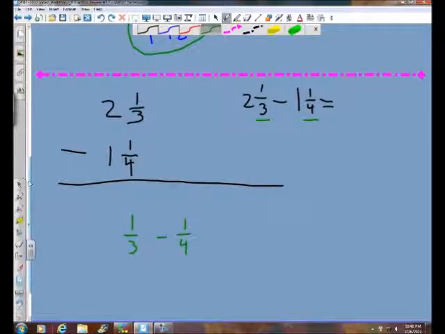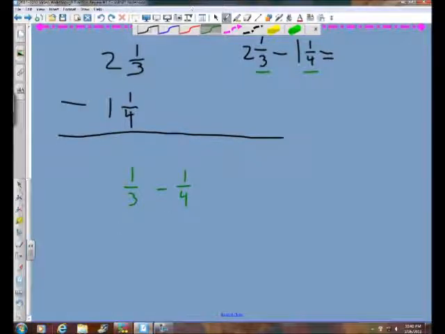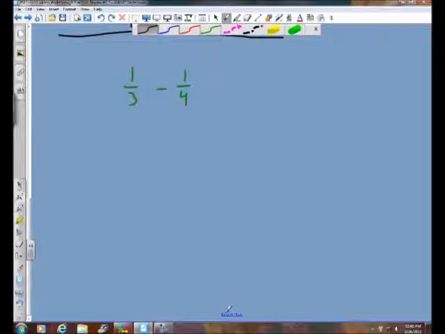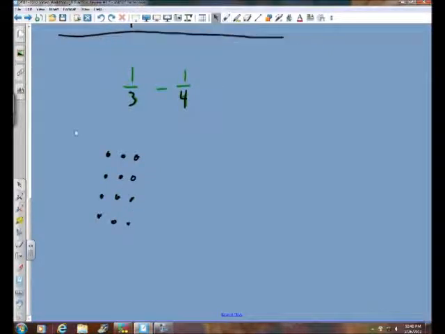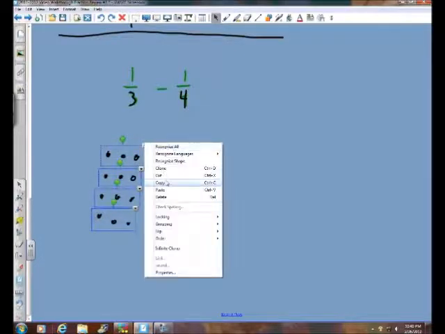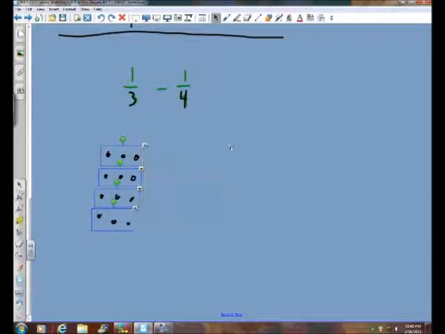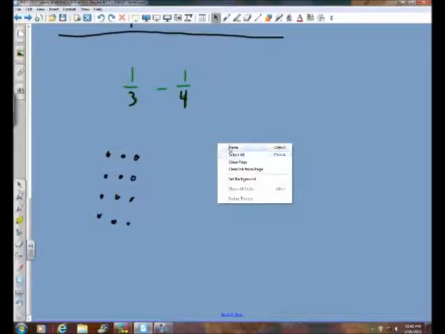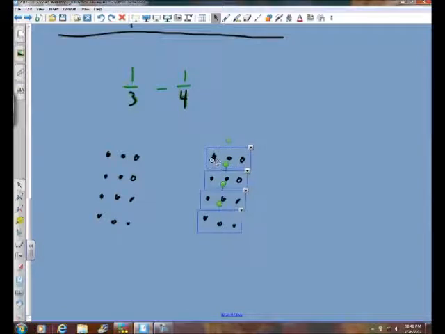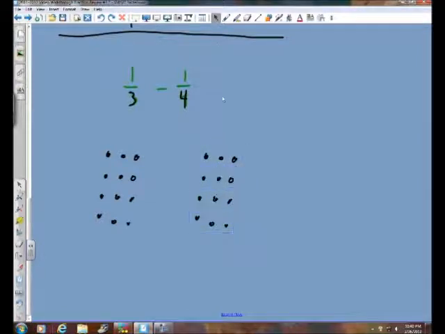And we can show that with an array simply by making a 3 by 4 array, and our denominators tell us that we can do that. So let's do 1, 2, 3 by 1, 2, 3, 4. That could be just a quick sketch of an array. It doesn't have to be anything fancy. So I'm going to copy that and paste it over here. So now we've got 2 arrays kind of representing each of these fractions.